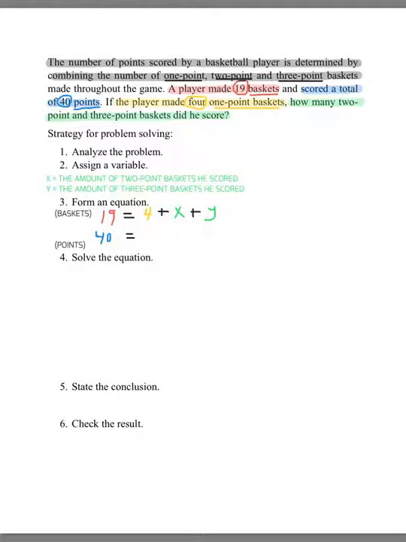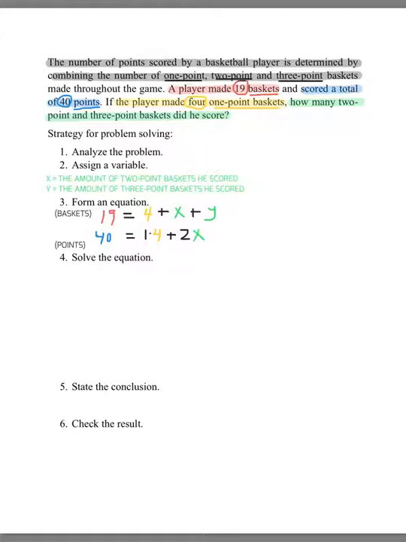So for the 1-point baskets, each basket is worth 1 point, and we know that there were 4 of those made. So we're going to multiply it by 4. And now we're going to add to that the 2-point baskets. So we know that each 2-point basket is worth 2 points. And now we want to multiply that by the number of 2-point baskets made, which is x.